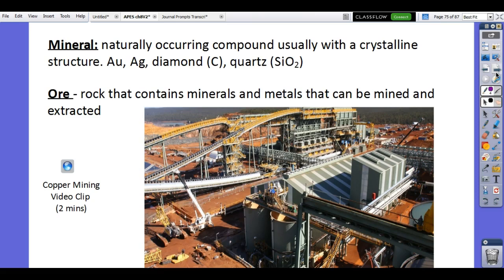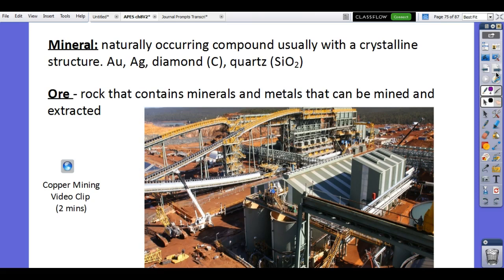Ore. People told me last hour that they heard of ore. It's in Minecraft, apparently. I have never played Minecraft, but apparently you mine for ore in Minecraft. So ore is rock that has valuable stuff in it, okay? So if you have a rock that has diamond in it or gold in it, that's considered ore, rock that contains minerals and metals. Now, anyone ever seen a mine before?